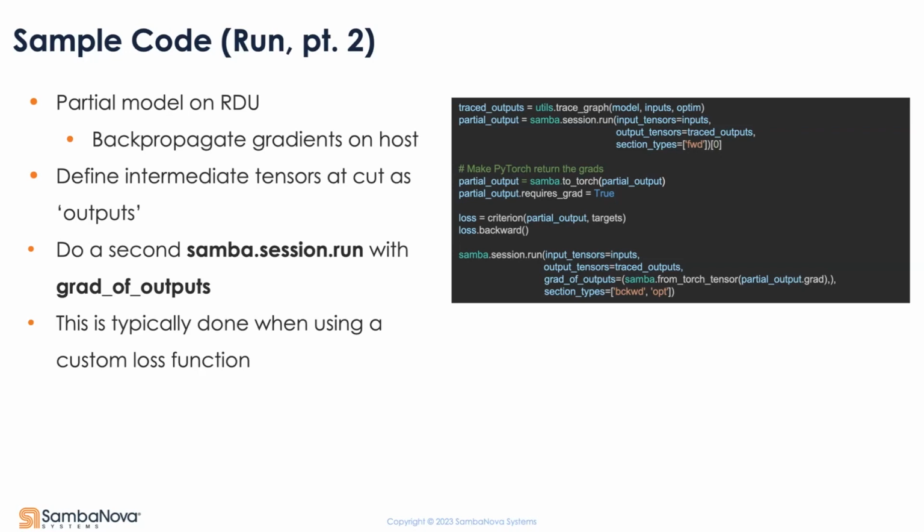You then call run again, this time with the grad of the outputs. So you convert those back to Samba tensors, your loss functions, and then you'd run the remainder of the graph. So you'd run the backward with those new gradients, and then you run optimization on RDU. So while this is less than ideal, right? You want to stay in RDU as much as possible for maximum performance. You can go to RDU. You can go back to CPU to do additional work that we might not support yet in SambaFlow.